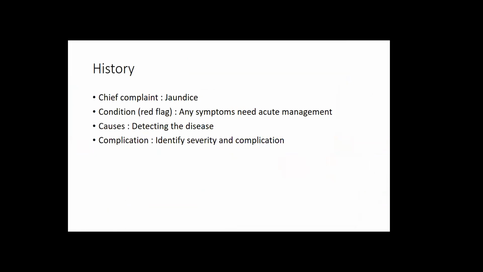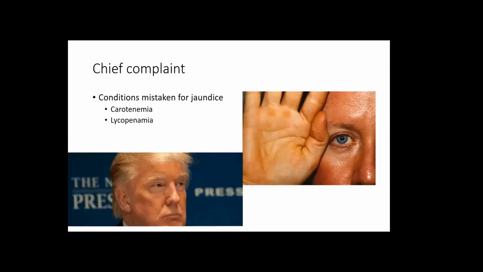Then if the patient is already stabilized, we seek the cause. This is where we do proper history taking and physical examination, so we establish our provisional diagnosis and exclude our differentials. Then we need to look at the complications, because once we have a provisional diagnosis, we have to know the complications of the disease so we can identify the severity and also treat the complications.